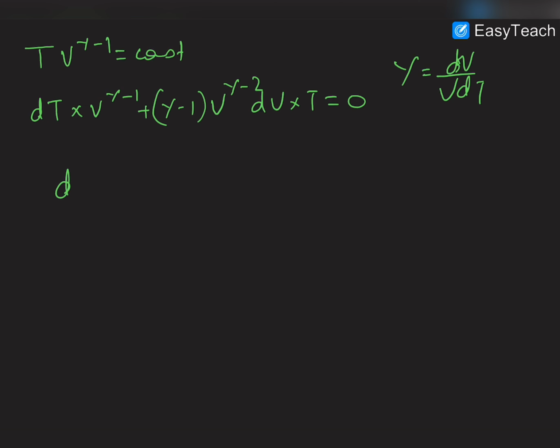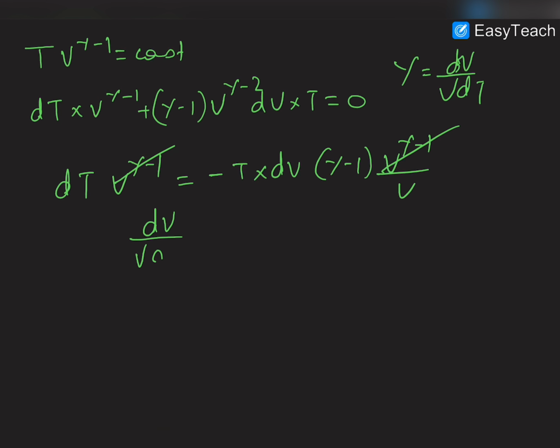So dT into V to the power gamma minus 1 is equal to minus of T into dV into gamma minus 1 into V to the power gamma minus 1 upon V. What I have done, I have written V to the power gamma minus 2 as this term. So you can see that we can cancel out V to the power gamma minus 1, and if we wish to find out dV upon V dT, then dV upon V dT will be equal to minus of 1 upon T into gamma minus 1. So this would be the gamma for this process.